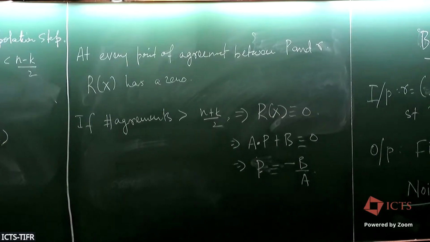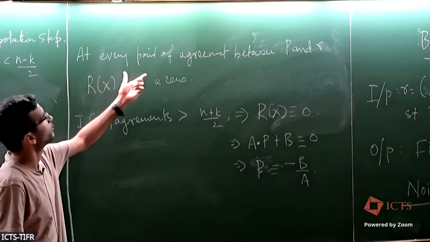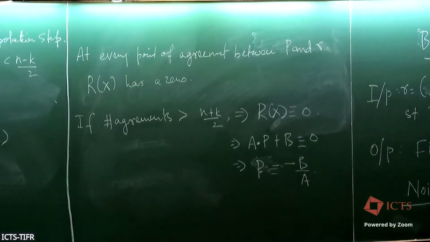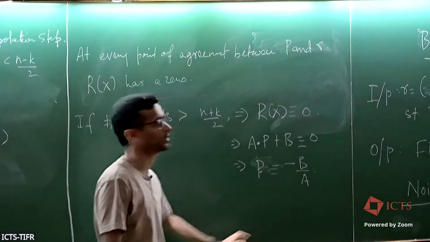Questions? What did we do? We took our Q of x comma y and we plugged in y equals P of x. That was always the plan, right? If you look at the toy examples. And then we argued that when we plug in P of x in place of y, the univariate polynomial we get is identically 0, assuming that P has sufficiently large agreement with the received word. If it's identically 0, then P equals minus B over A. So that completes the proof of correctness.